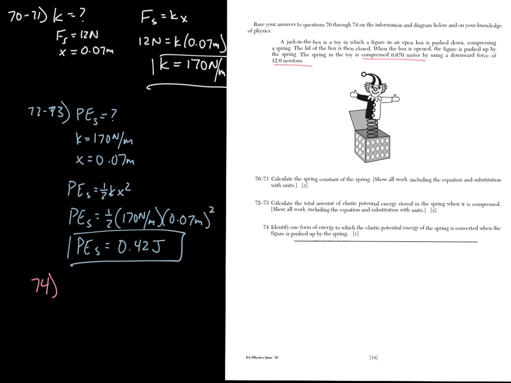So, what happens when you compress this sucker down and then you release it? You'll see that the toy is going to move. So, what is the energy of motion? Kinetic energy. That's one form. And is it going to go in a certain direction? It's going to go upward to a certain height. So, that's also potential energy. And you'll also hear a sound, etc. So these are all valid answers that you could write. All right, 75 to 80.